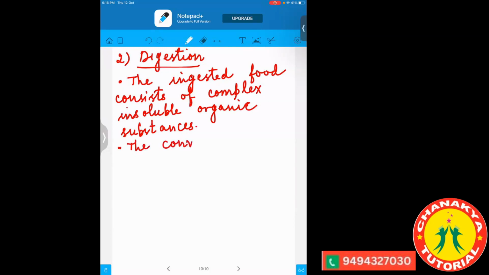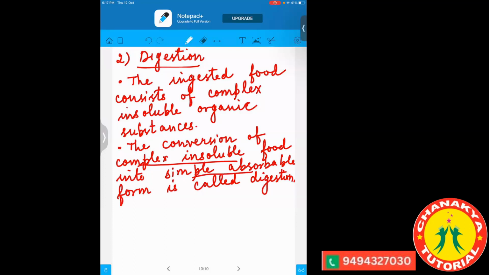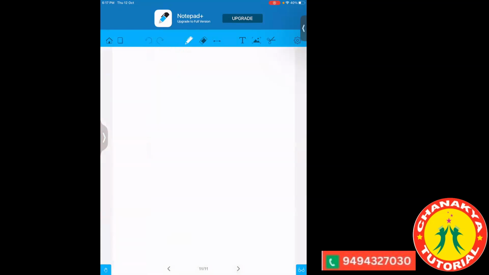So in digestion, what happens? The conversion of complex, insoluble food into simple absorbable form is called digestion. Whatever complex insoluble food is there will break down into a simple, absorbable, soluble form. This soluble form can be dissolved in the digestive juices. So that is what digestion is, the breaking down of complex insoluble food into simple soluble absorbable form.